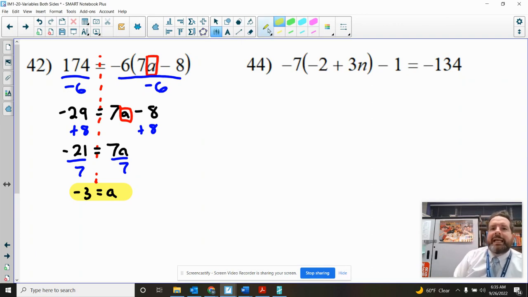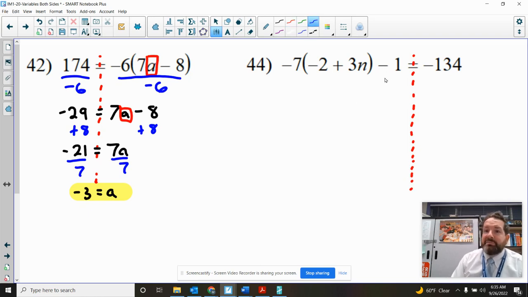Now on 44, here, you again have some choices, but make sure that if you want to do like I did, if you want to divide this -7 away, you can't have anything else on the back of the parentheses. So I would say, regardless, let's deal with this -1 that's on the back first. And don't overcomplicate. What would be the opposite of -1? +1. Just like this. Now leave everything else the same. So -7 times -2 plus 3n. -134 plus 1 is -133.